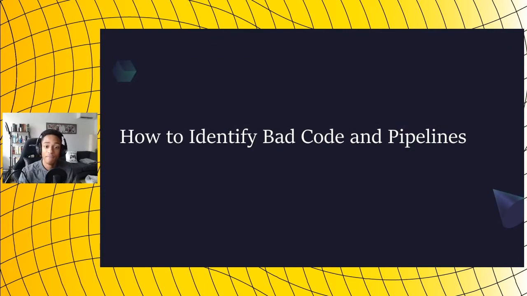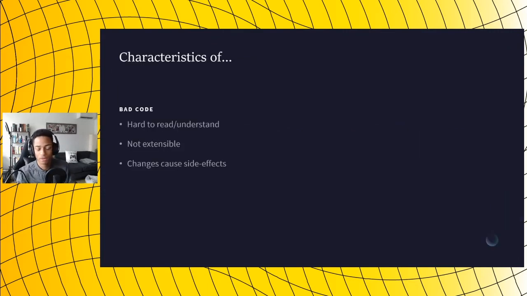Now, how to identify bad code and pipelines. Going through the wonderful world of search engines, I was trying to find the actual definition of what bad code is, and I couldn't truly find it, because there are so many different definitions of what people think bad code is. So instead of giving a definition, I decided to highlight just a few characteristics of what bad code is, or may be. The first one is that it's hard to read and understand. The next one is that it's not extensible.